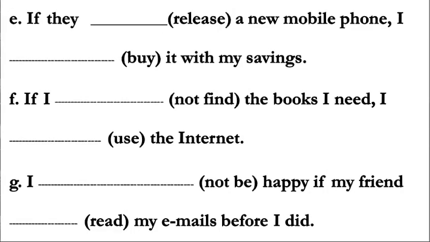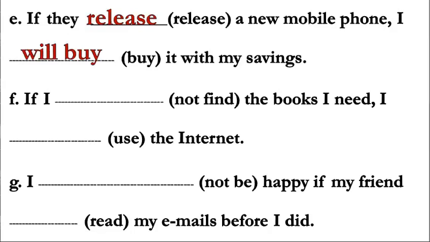Next, sentence E: if they release a new mobile phone, I buy it with my savings. We have something which is likely to happen. So if they release, as it is, because the word they is not singular, we use the verb in its infinitive form. I buy it, or I will buy it with my savings. Of course, we use will if we are talking about something that is likely to happen, or possible to happen in the future.